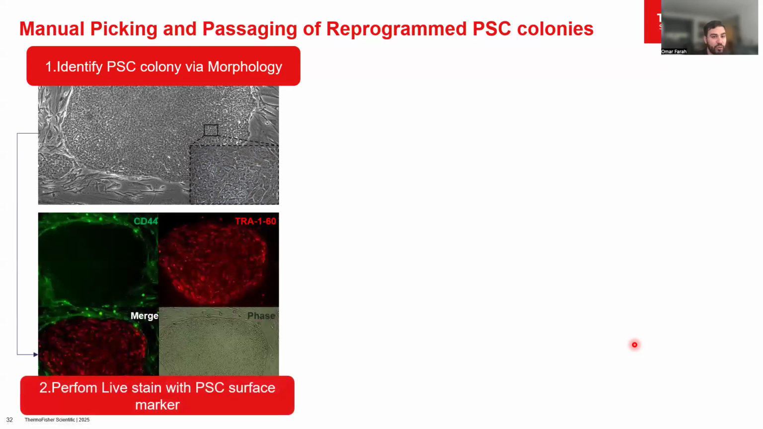The second thing that I would do, and some folks don't do this as well, depending on how comfortable they are with their ability to assess morphology, is you can employ live stains, right? You can stain these cells and these cultures for markers of pluripotent cells, like TRA-1-60 that you see here in the red. And then also live markers like CD44, which in this case, in green, stains the fibroblast cells. So with this method, you're very able to easily identify which cells are pluripotent and which are not, aside from just looking at morphology.